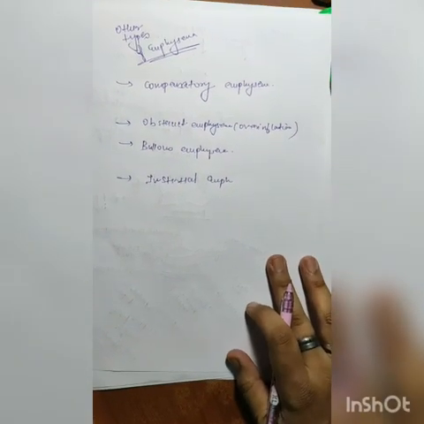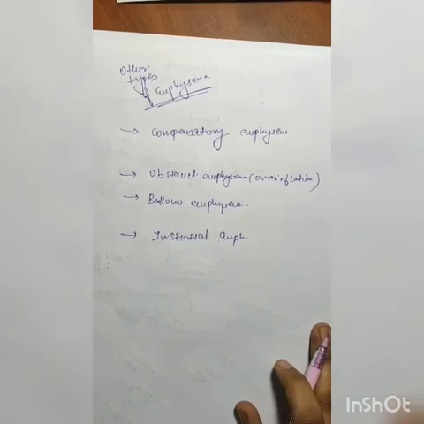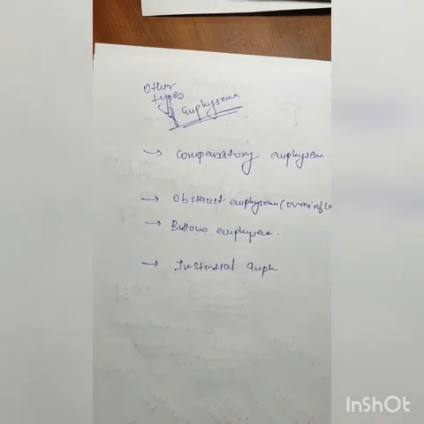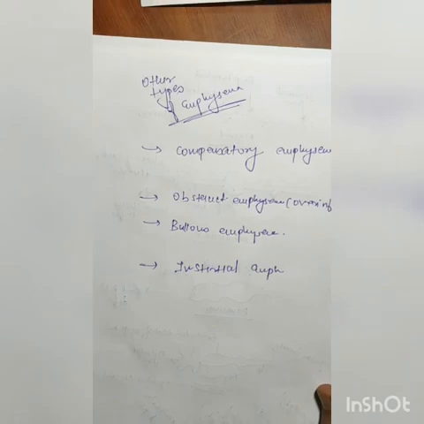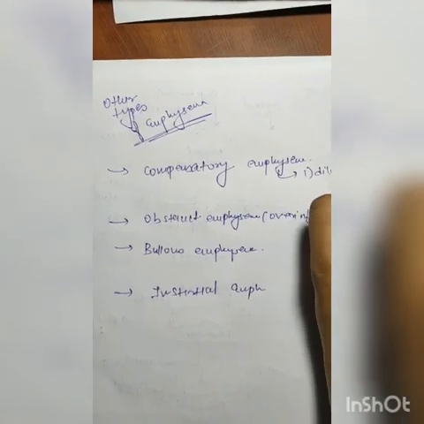Now we come to the other types of emphysema, that is compensatory emphysema. In compensatory emphysema, there is dilation of alveoli without destruction of the septal walls. Here, the first point is dilation of alveoli.